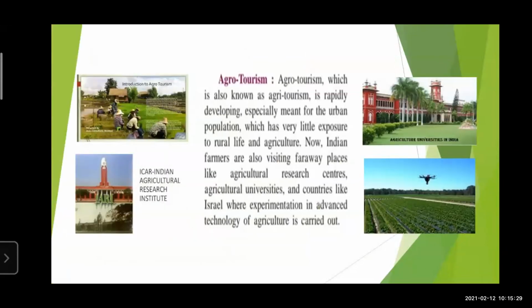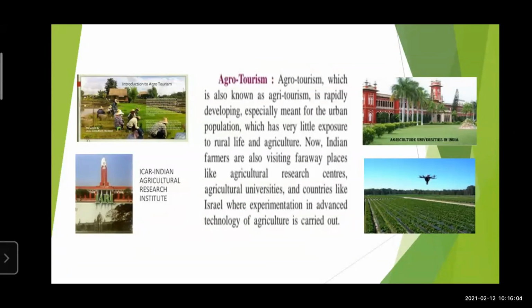Then we have agro-tourism. Agro is basically related to agriculture. Agro-tourism, which is also known as agri-tourism, is rapidly developing, especially meant for the urban population, like urban cities, which have very little exposure to rural life and agriculture. As we know, we live in metro cities where we have very little exposure to rural life and the activities related to agriculture. So agro-tourism is basically for the urban population.